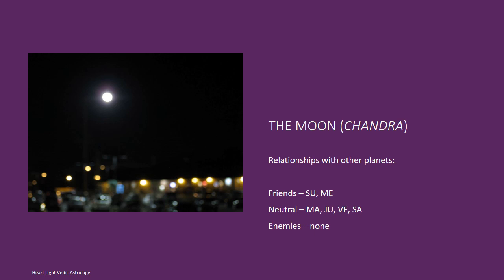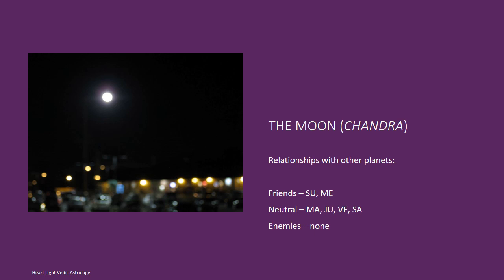When the moon is in signs of Mars, Jupiter, Venus, or Saturn, so Mars would be Aries, Scorpio, Jupiter would be Sagittarius, Pisces, Venus would be Taurus, Libra, Saturn would be Capricorn, Aquarius, then the moon is okay. It doesn't not work well, but it doesn't have any additional strength to it.